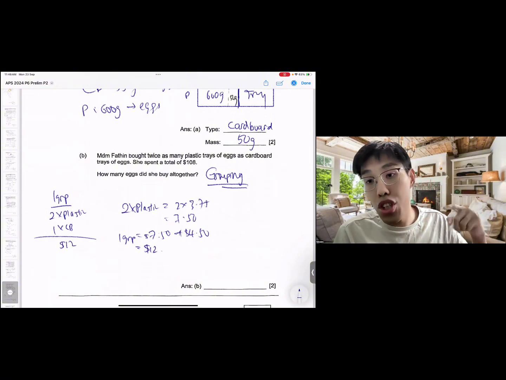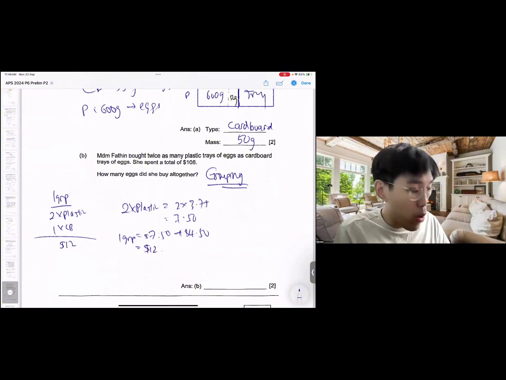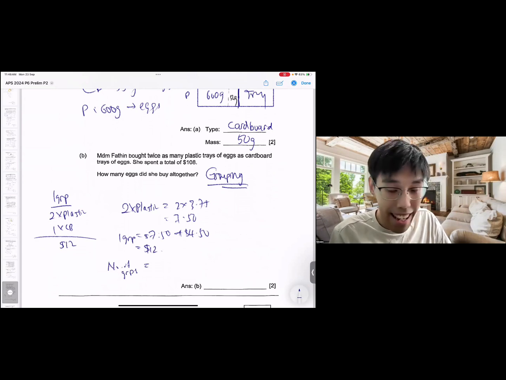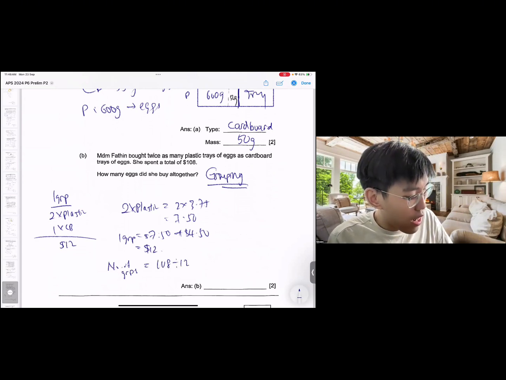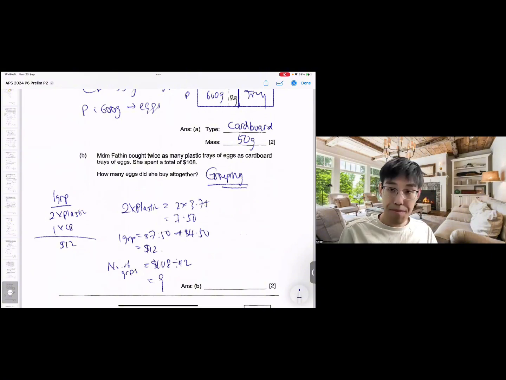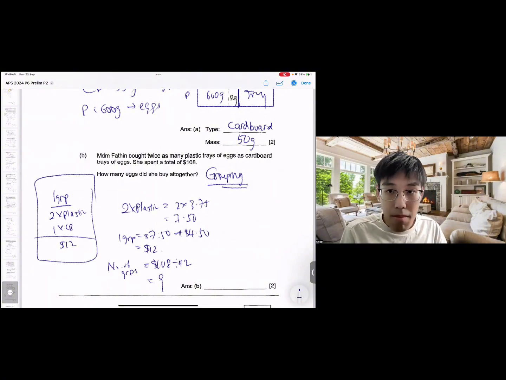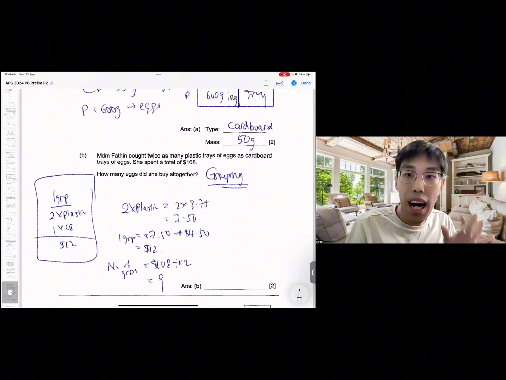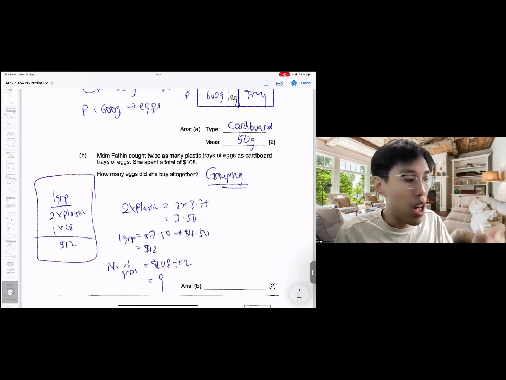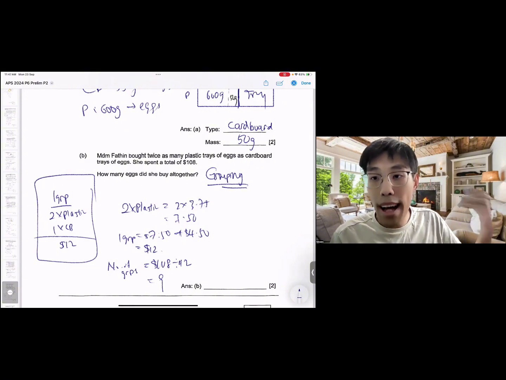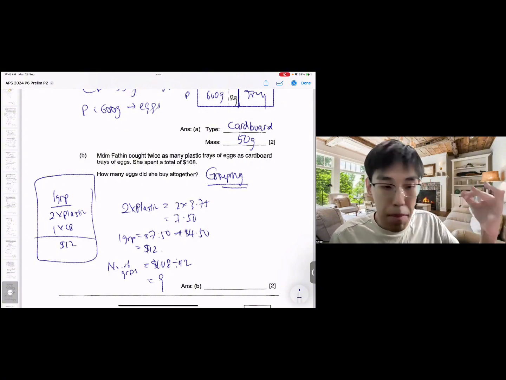But in reality, did she spend $12? No, she spent 108. That means we need to find how many groups of 12 there are. So 108 divided by 12, there are 9 groups. Okay, 9 groups of this thing being bought. So after that, how do we find the number of eggs? Then we go back to one group. One group, how many eggs? Because there are 3 trays being bought.